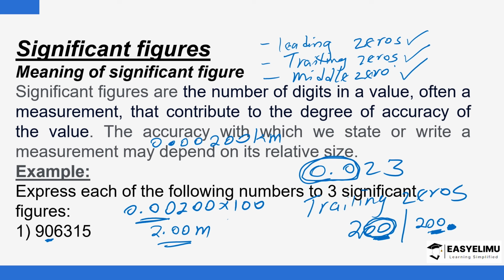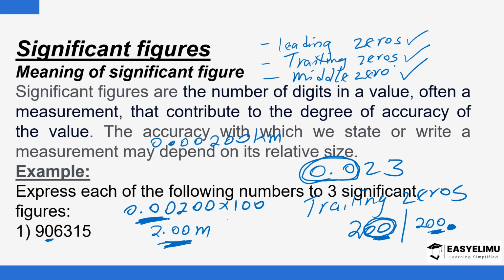You see, we have multiplied. So the leading zeros here, we have not really considered them. We have only considered the other ones. So this is the required level of accuracy for this number. So if there is a decimal point, the trailing zeros are important. Of course, we have said all non-zero digits are significant. The middle zeros are significant.